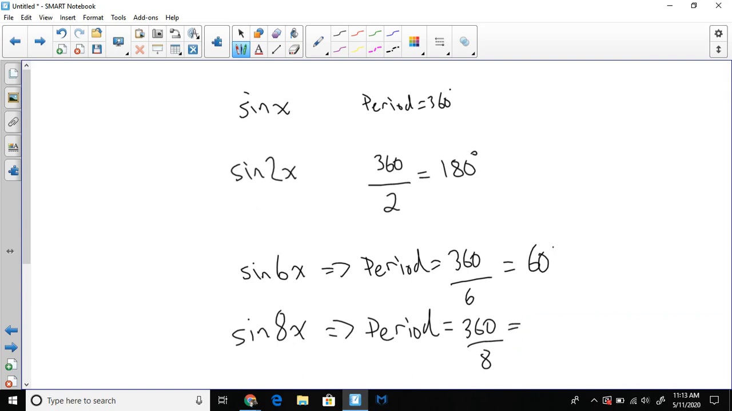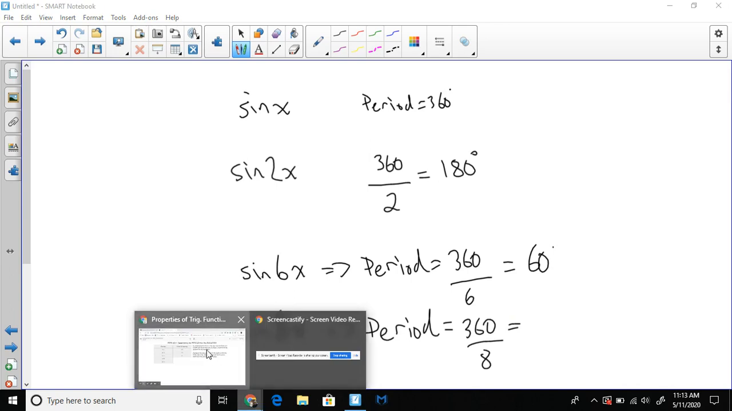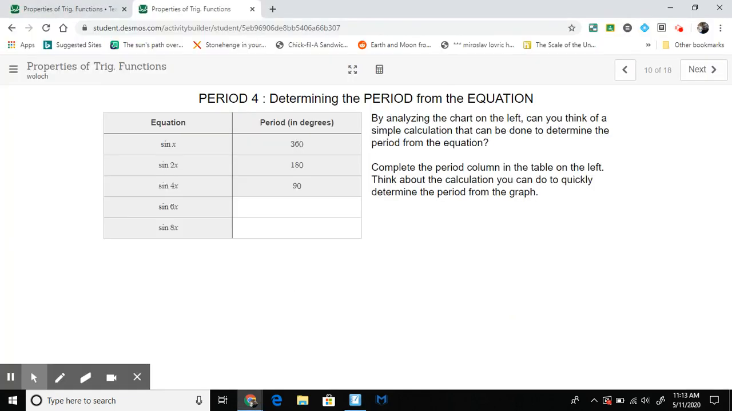So if I go back to the screen here, sorry, I was just quiet. I thought I heard my kids freaking out. So yeah, so this one was 60, and then this one is 45.